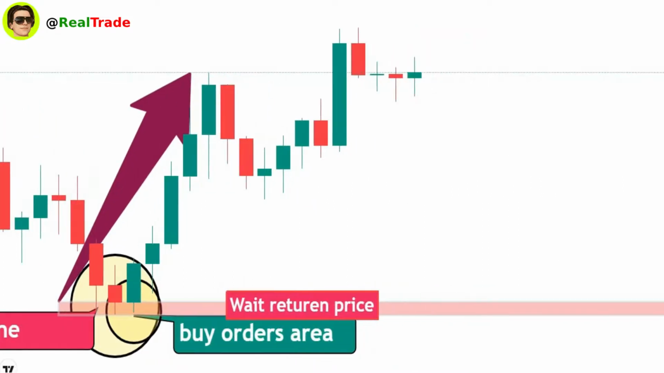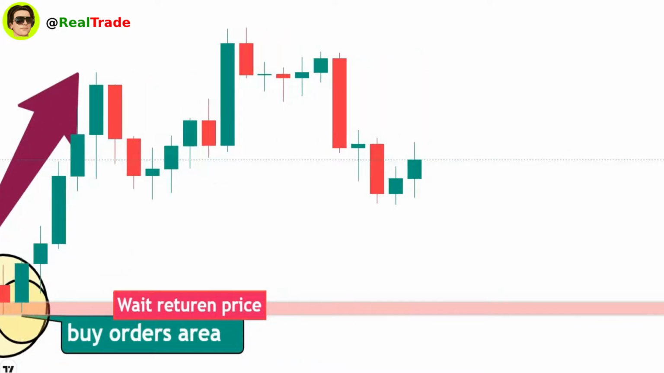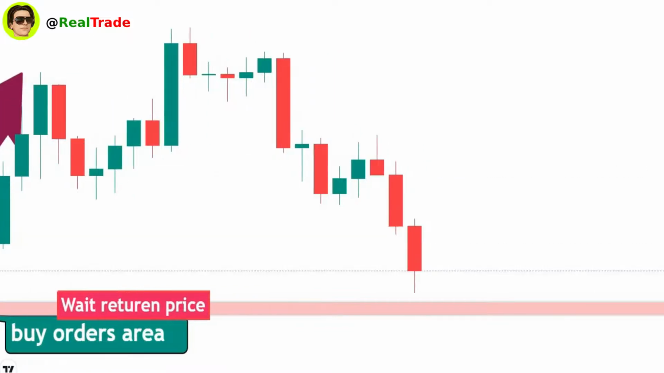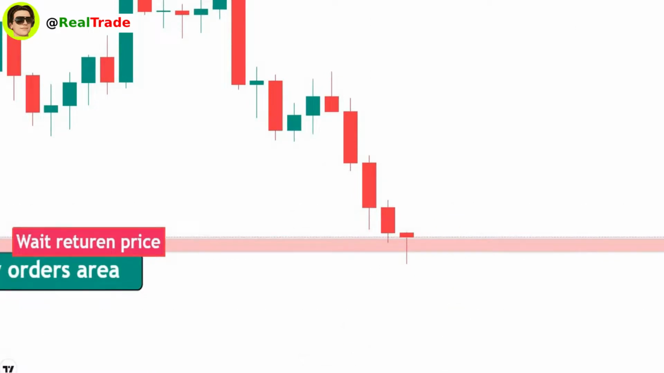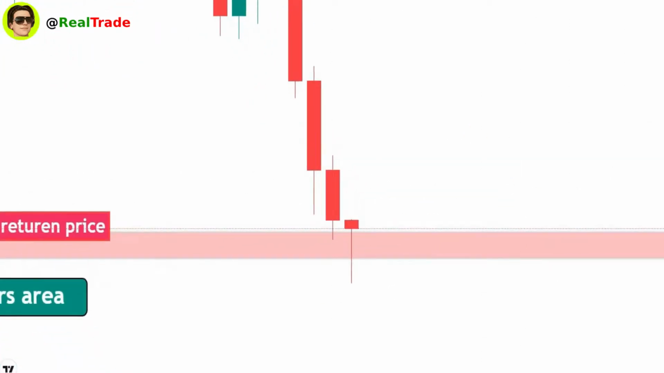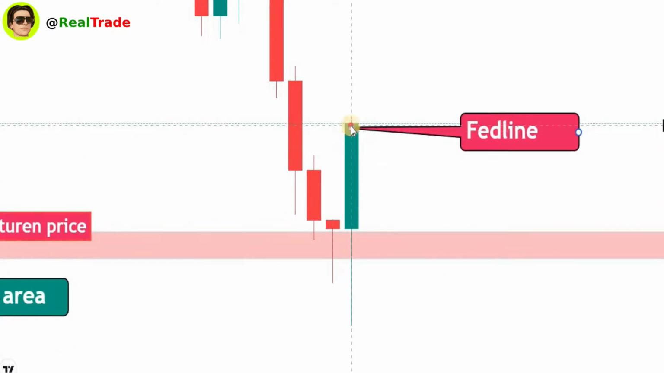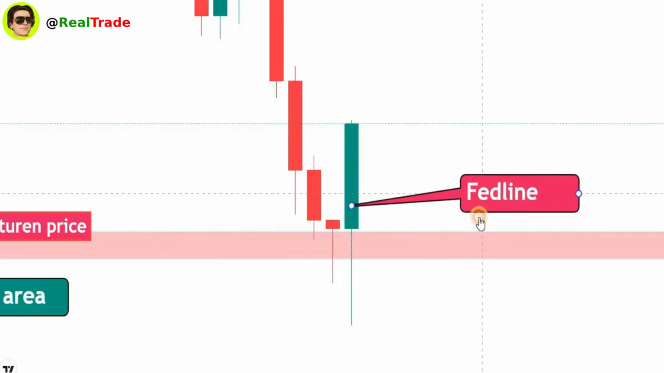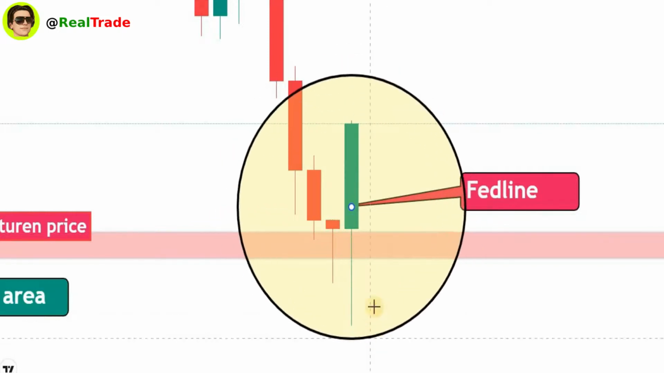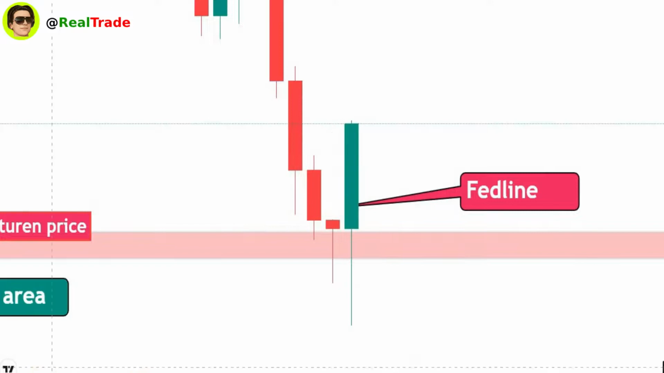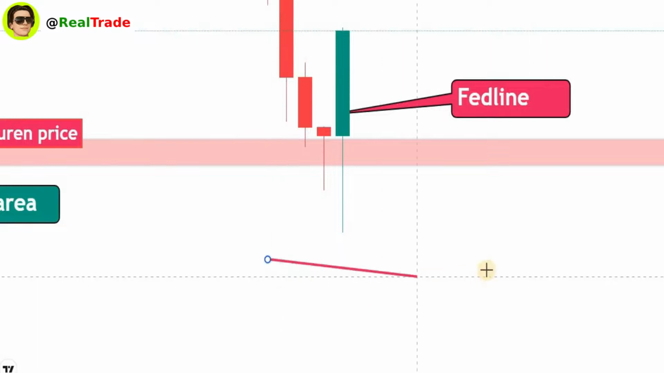Continue. Yes. Red candle, big candle, full candle. Yes. Continue. No. This candle is red. Yes, this candle active strategy. This candle is Fed line on the support zone. Yes, this candle. Look at the chart. Please look at the chart. Please look at the mouse.